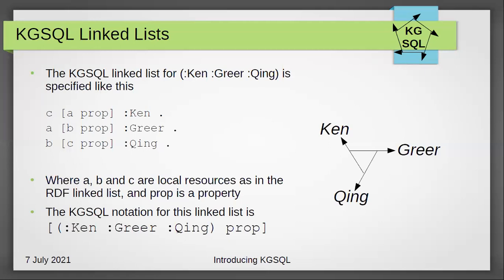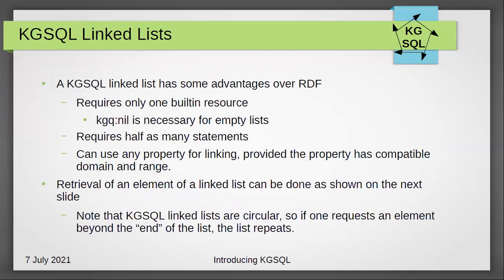The KGSQL notation for this is actually an extension of the bracket notation. You specify your linked list, and then you indicate the property, which is the one that is used as the property of the statements in your linked list. But you could just leave this out, and the default property for a linked list would then be used.